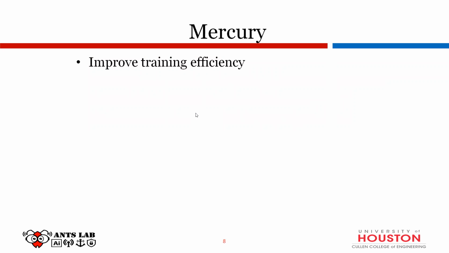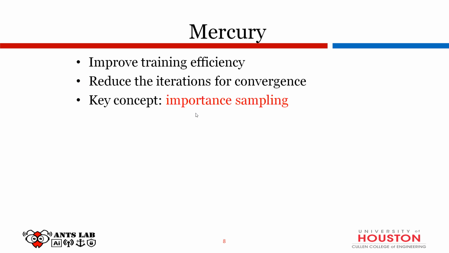So what does this paper try to do? What it really tries to do is improve the training efficiency. By doing so, you can reduce the iterations for convergence, because each iteration is a more efficient training step, so you only need fewer iterations to reach the performance you want. The key concept behind Mercury is importance sampling.